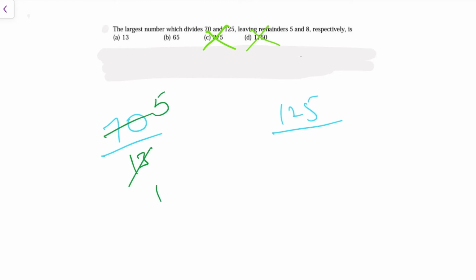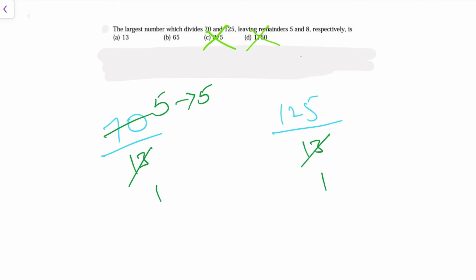Thirteen 5s are 65, so 5 will remain. So 70, if I divide by 13, leaves a remainder of 5. Next, the same 13 I will check with 125 also. Then I need to get 8 as the remainder. So I may get it or may not. Let me check once.